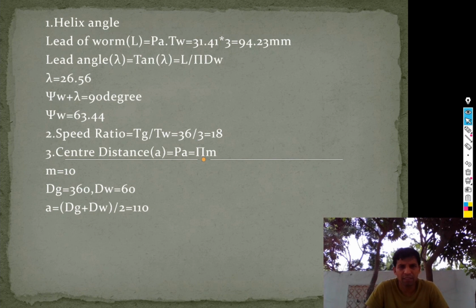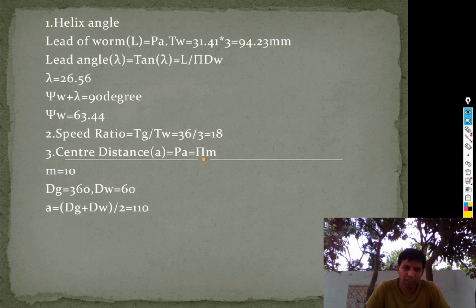Next is center distance, and we know what center distance is. Center distance A is denoted by A. Pi m, you know that m is module, and circular pitch is equal to pi m. So how can we calculate the center distance? The formula for center distance calculation is (dg plus dw) divided by 2, where dg is the diameter of the gear and dw is the diameter of the worm.